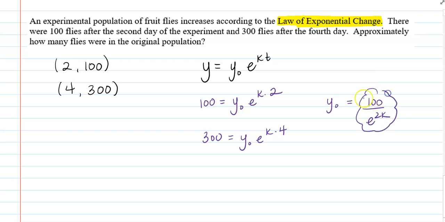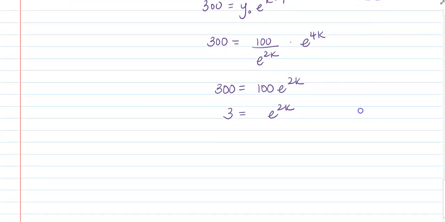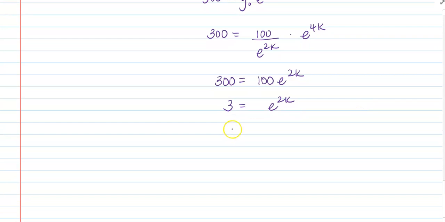And now we're going to make a substitution. 300 equals 100 over e to the 2k times e to the 4k. Now, exponent properties say that you can subtract exponents, so 4k minus 2k is 2k. e to the 2k is equal to 3. Go with logarithms here, so we have the natural log of 3 is equal to 2k. k is equal to the natural log of 3 divided by 2.